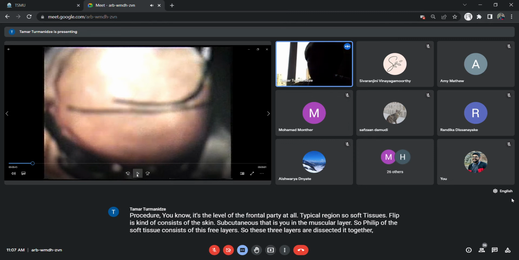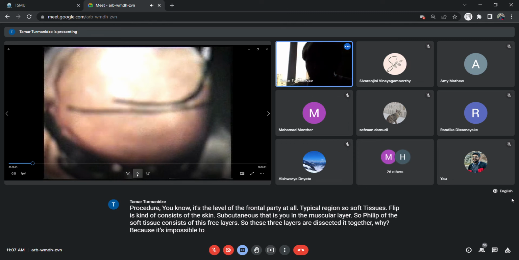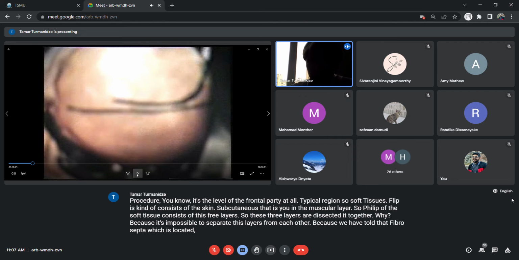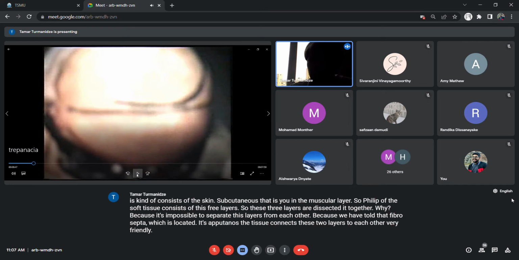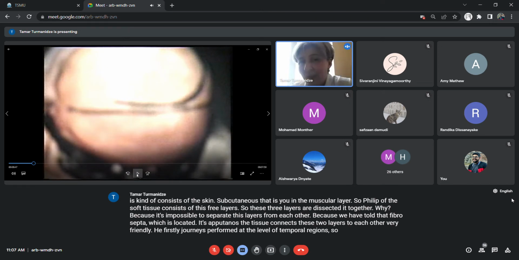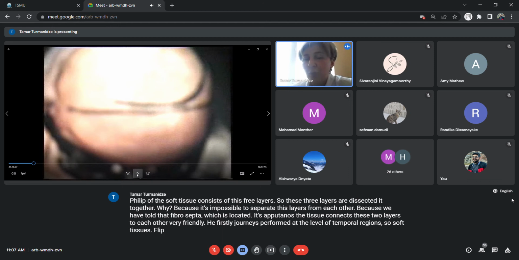Why? Because it's impossible to separate these layers from each other, because we have told that the fibrous septa, which are located in the subcutaneous tissue, connect these layers to each other very firmly. If the procedure is performed at the level of the temporal region, the soft tissue flap consists of skin, subcutaneous tissue, superficial fascia, and temporal fascia.